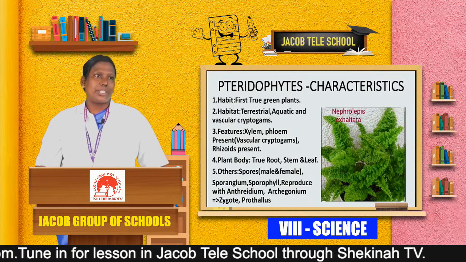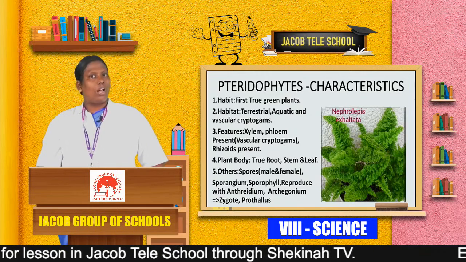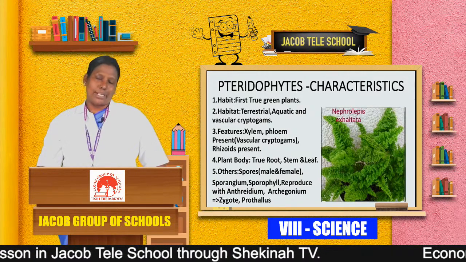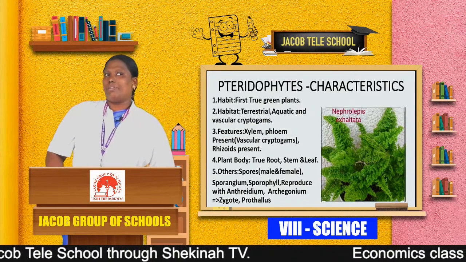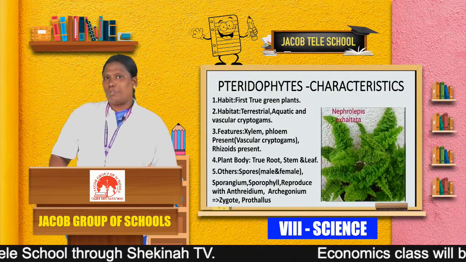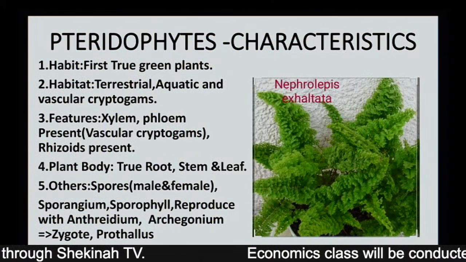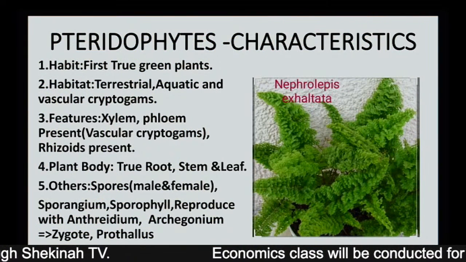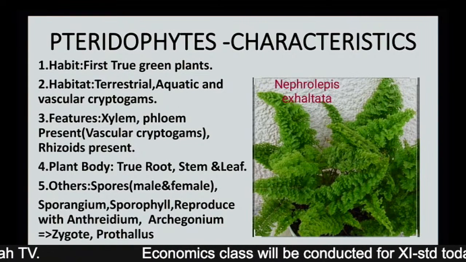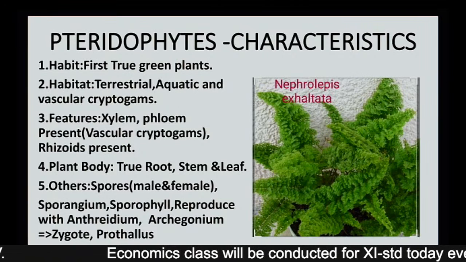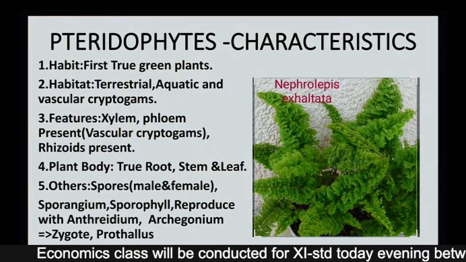Now what is the other feature? Rhizoids are common to bryophytes and pteridophytes. In bryophytes also small root-like structures were present, and in pteridophytes also small root-like structures are present. And the plant body, here we come to the important point. In pteridophytes only, the first true land plants, for the very first time we see the presence of root, stem and leaf. So we can see the leaf, stem and root presence only in the pteridophytes. This is one of the major differences between bryophytes and pteridophytes.